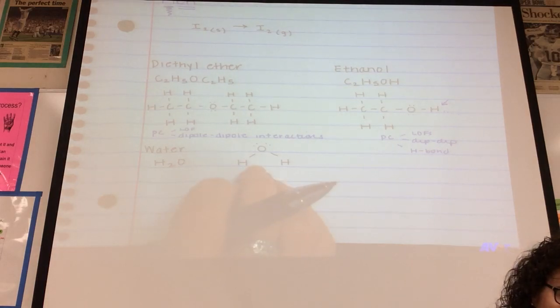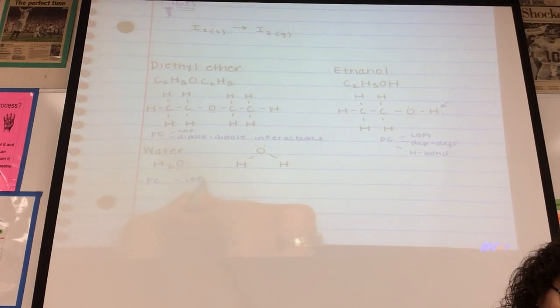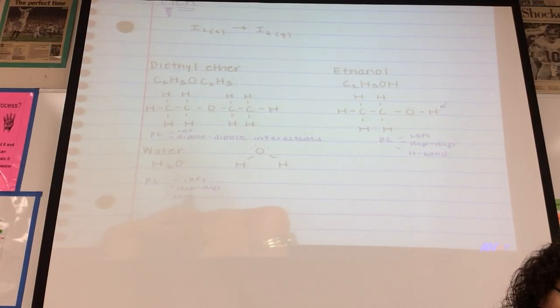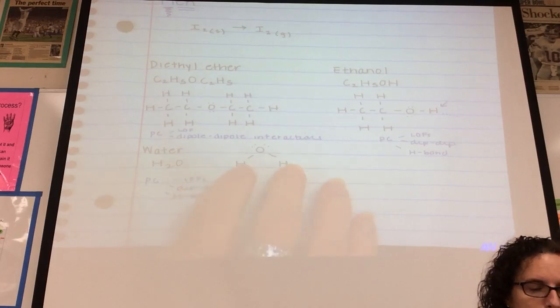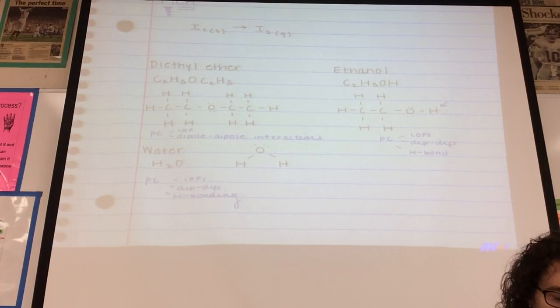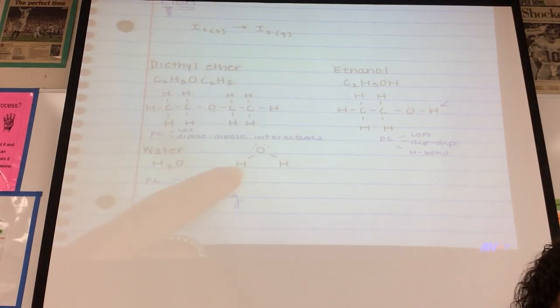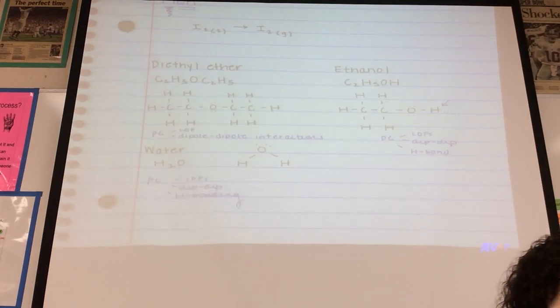Now with water, water is polar covalent as well. So it's got LDFs, dipole to dipole, and hydrogen bonding capability. Which has greater hydrogen bonding capability? Water, it's got two hydrogens capable of forming hydrogen bonds. As a result, water will have the highest boiling point of those listed. So, hang on. They're all polar covalent. These two have hydrogen bonding capability. This one has greater hydrogen bonding capability.